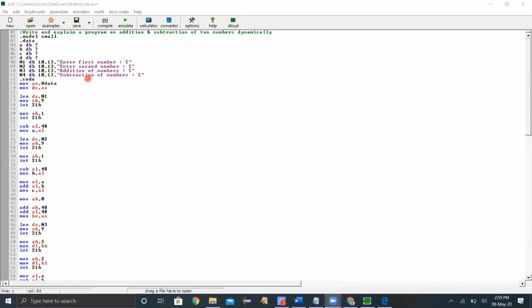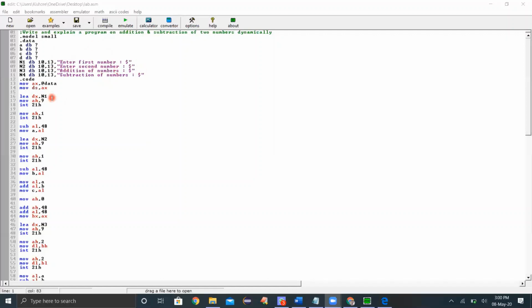So next comes the code segment. It is represented by .CODE. Next, initially the data is moved into the AX register and the AX value is stored in the data segment. Next, LEA DX, N1 means load effective address. It means the effective address of this line, enter first number, is stored in the DX register. Which register? DX register. To print enter first number, we store the address in DX.